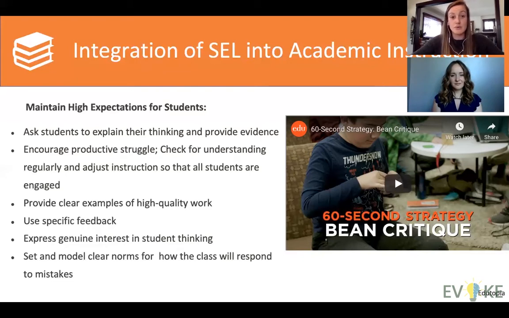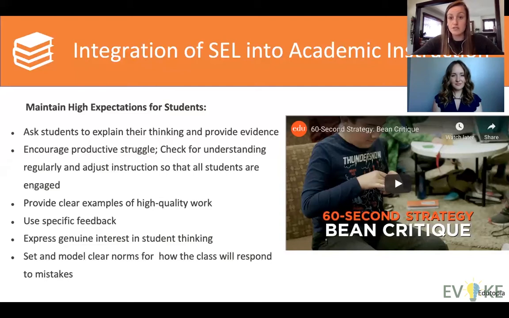It's also important when integrating SEL into academic instruction that you're providing students with examples of high quality work, so what you expect their work to look like. And with that, it's easy to show, this is a paper that is receiving a grade of 100%. But on the other side of that, you really want to show a non-example. What does work look like that's not receiving 100? So then students really know where their work will fall within that range.